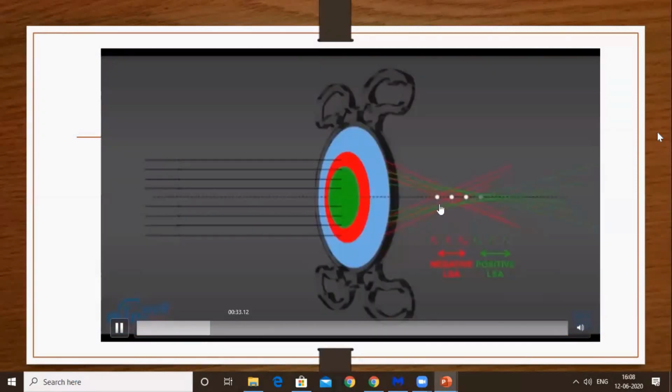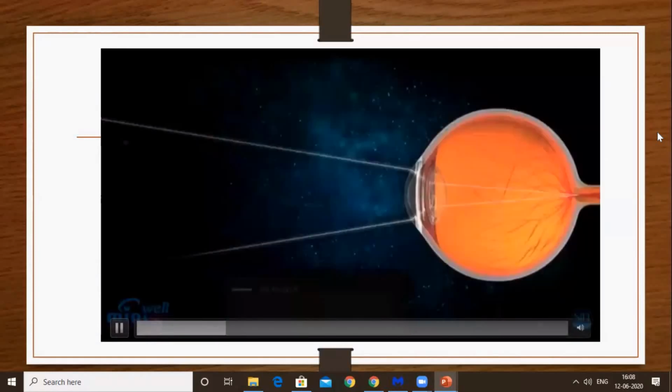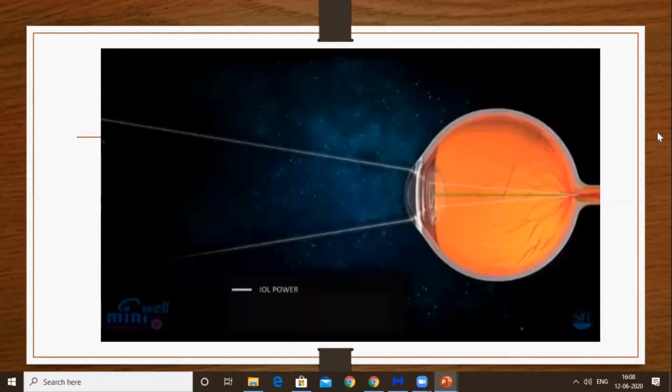We have a continuous number of focus points, which gives the EDOF technique. Afterwards, it will be giving the different lens focus only.